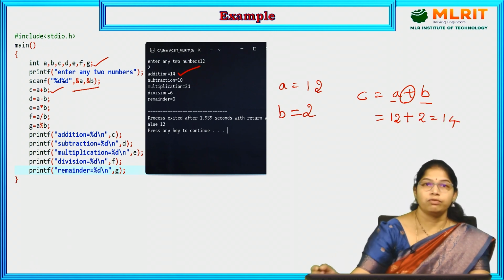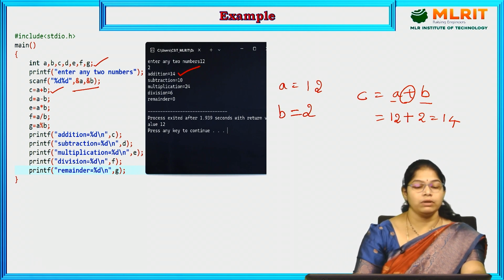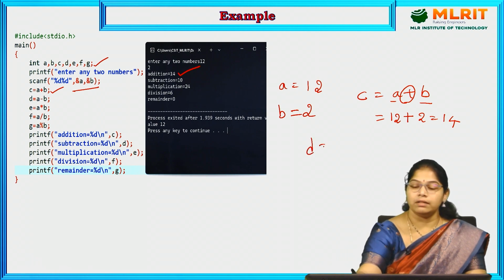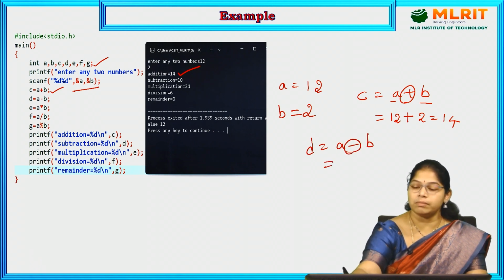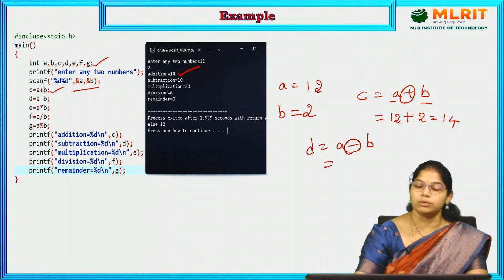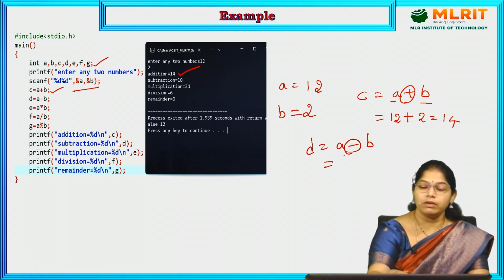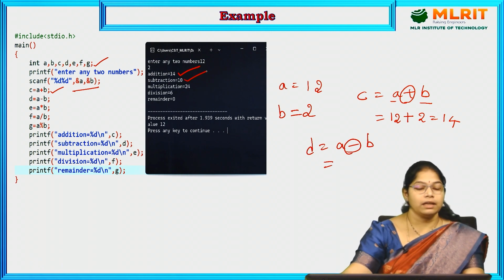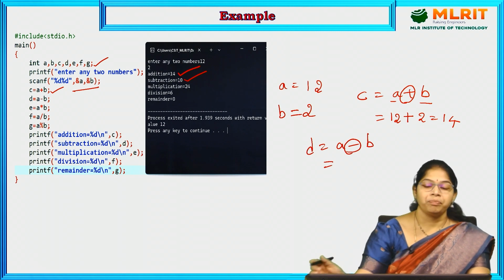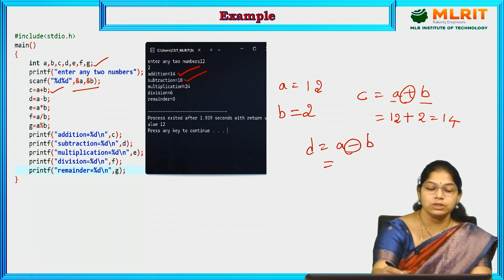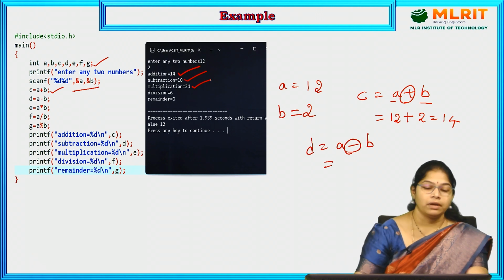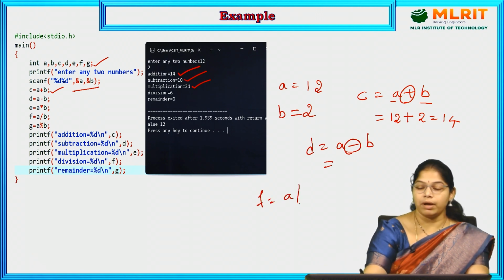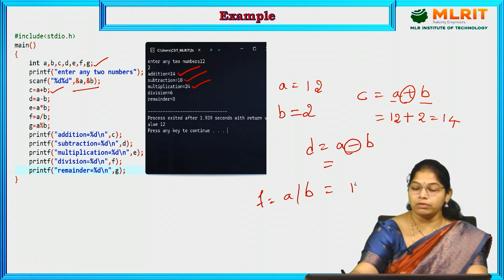Next is D equal to A minus B. This symbol tells the compiler to subtract the value, where A value is 12 and B value is 2. After performing that expression, we get the result 10. Then E equal to A into B, where A is 12 and B is 2. So the value is 24. Division, F is equal to A by B, where A value is 12 and B value is 2. So the value is 6.